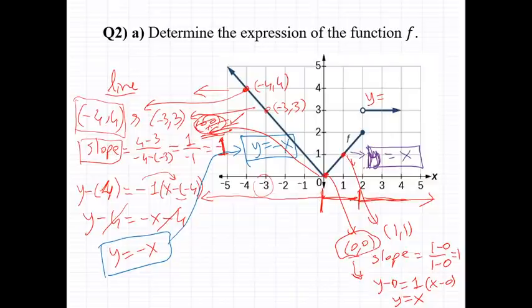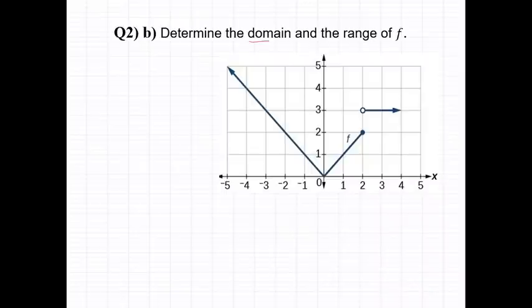Now for this part, we can say it's a horizontal line, and so it will be 3. So we got all these equations. After the equations, we can write the expression for f. So here is the expression for f. Determine the domain and the range of f.